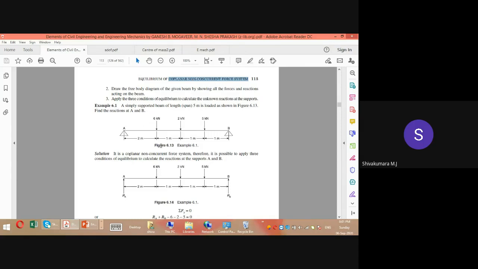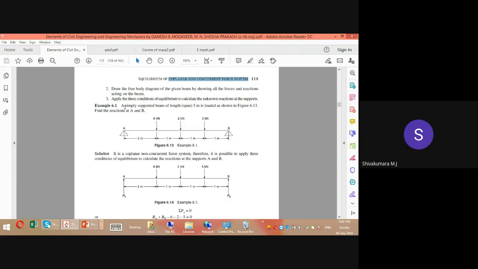So how to use the equilibrium conditions in this case? How many conditions of equilibrium will come in this? For coplanar non-concurrent, Jaisurya? 3, sir. Which are they? Summation Fx is 0, summation Fy is 0, and summation of moments is 0. These three conditions we'll use for solving problems.